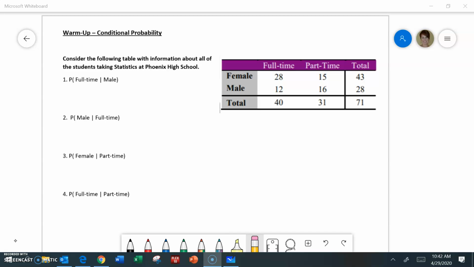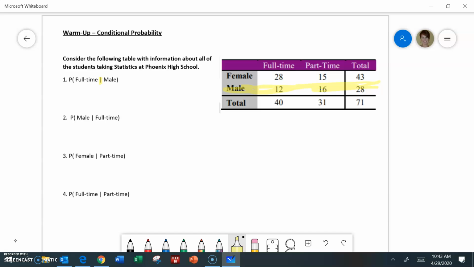So we're going to look at this table that talks about whether students are taking statistics full-time or part-time and whether they're male or female. So in number 1, the probability of a full-time student given, and that's what that little bar means between the word full-time and male, and I'll highlight that here. So we're going to only focus on the males.